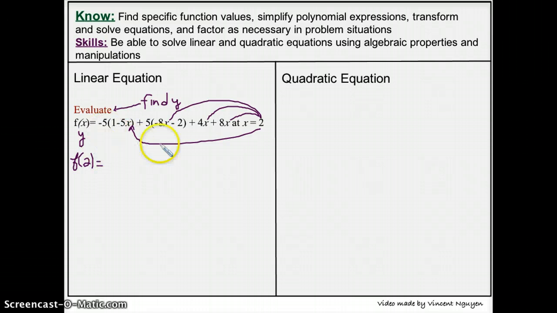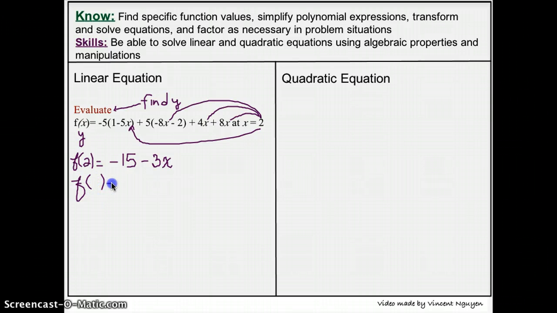Before I do that though, I would rather this equation be simplified first. For the sake of time, this is the exact same equation that we used in the previous example. It was simplified to negative 15 minus 3x. So now we can go ahead and use that to evaluate the value.